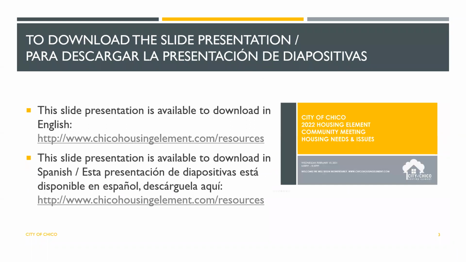You may download a PDF of the slides in either English or Spanish by visiting our website at www.chicohousingelement.com/resources. Again, that's www.chicohousingelement.com/resources. In the top right corner of the website, you may select your language, either English or Spanish, and download the slides in that language.